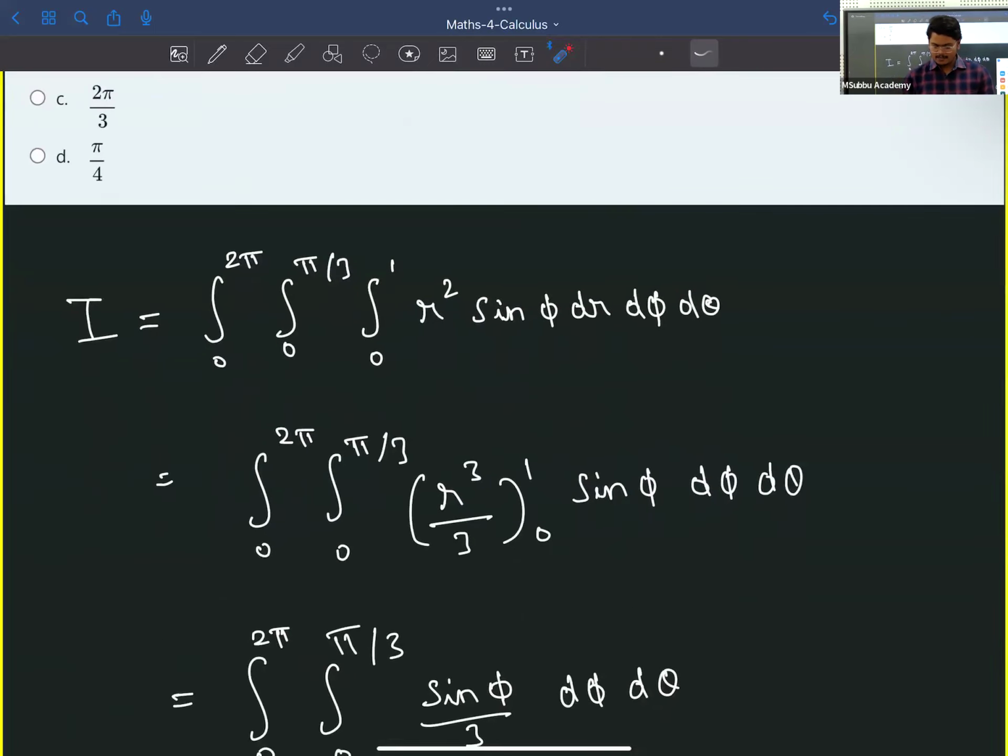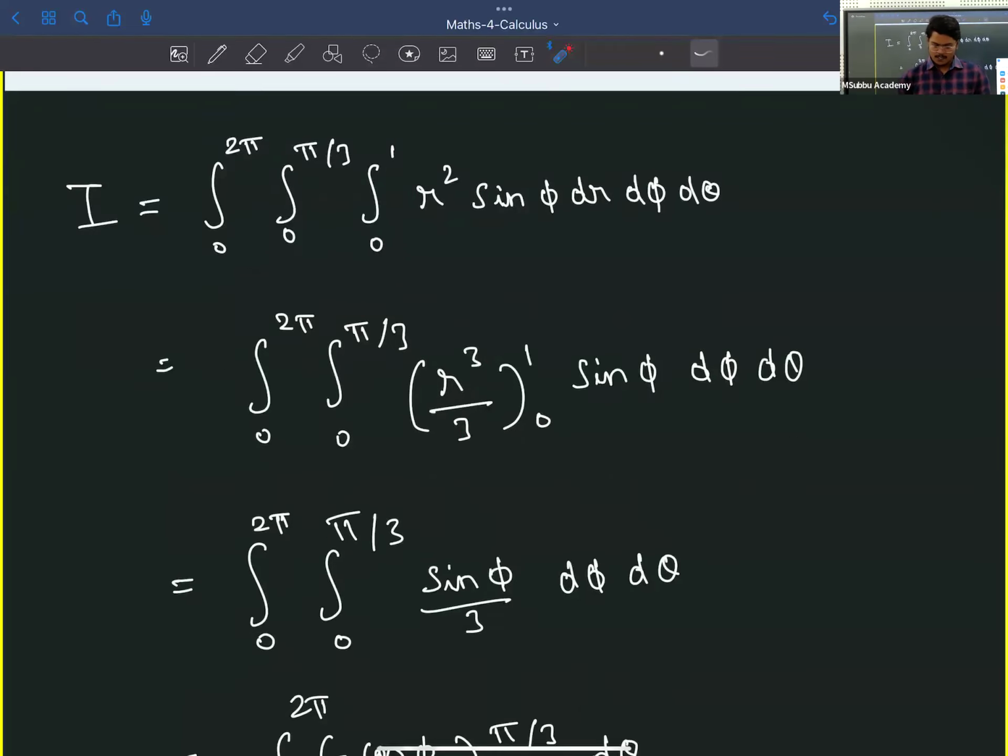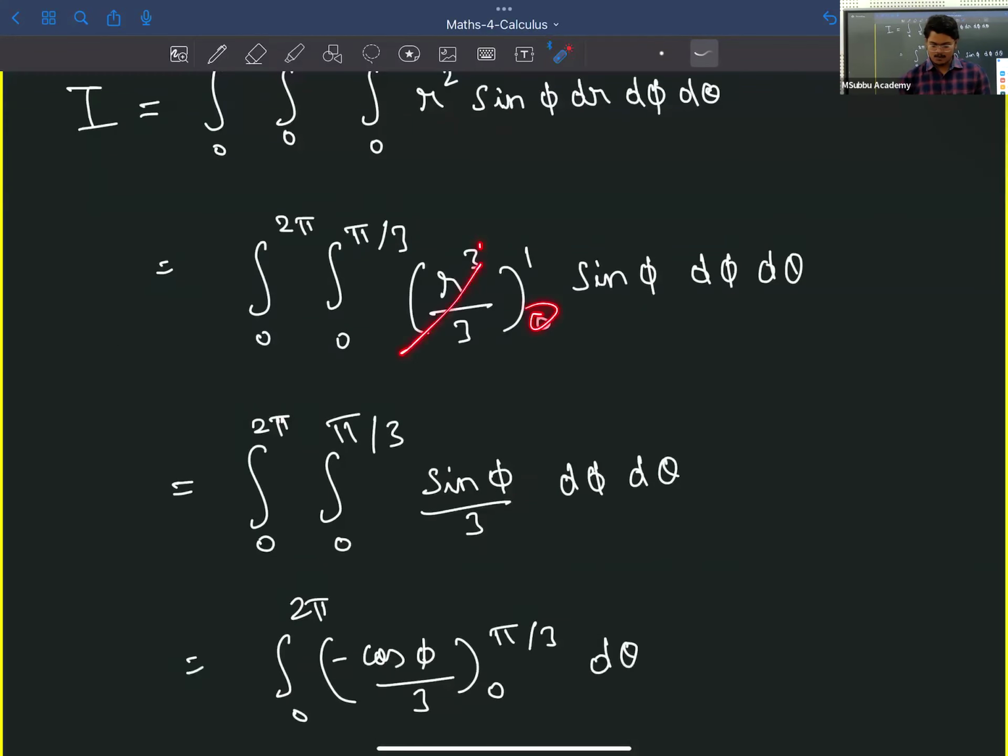When you integrate the first term, here with respect to dr you are integrating, so the sine phi will stay as it is. When you integrate r square, it will become r cube by 3, with limits 0 to 1. Just substitute that. When you substitute 0, the whole term becomes 0. When you substitute 1, it will be 1 by 3. So that is the term here, 1 by 3 sine phi. That's what we got here.